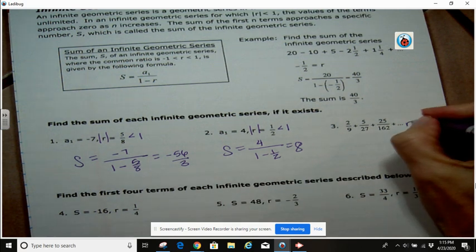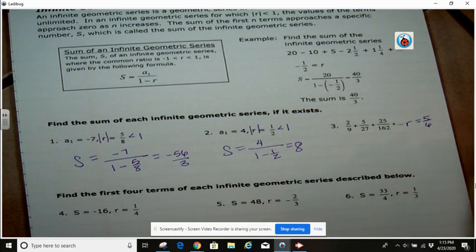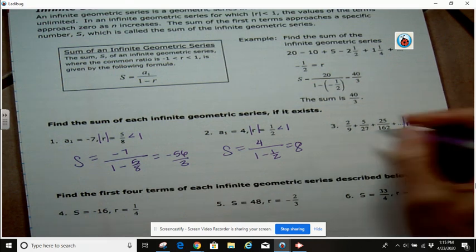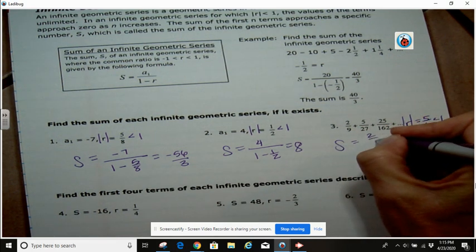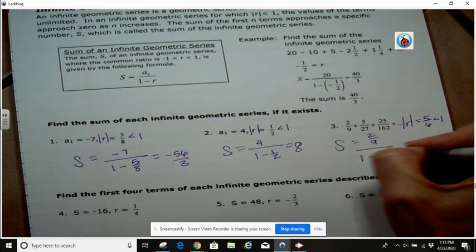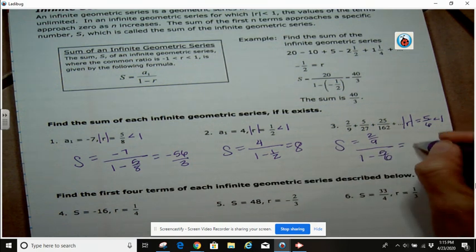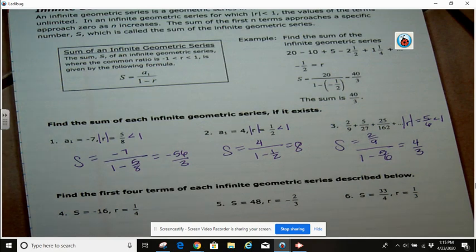So here we can figure out that r is 5/6. The absolute value is less than 1. So S equals a sub 1 over 1 minus r, and our answer is 4/3. Again, you're going to get a decimal on your calculator. Just hit math enter.